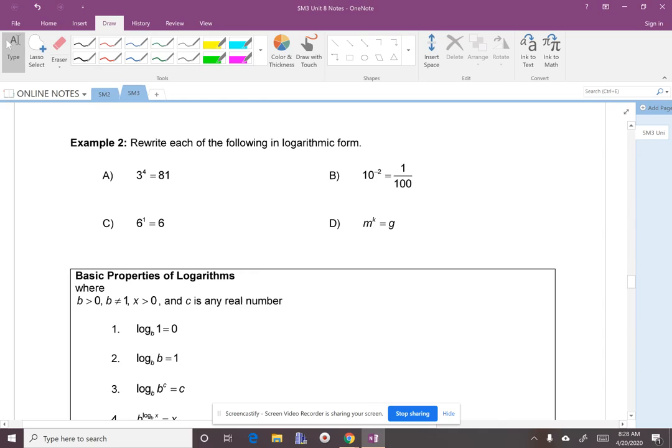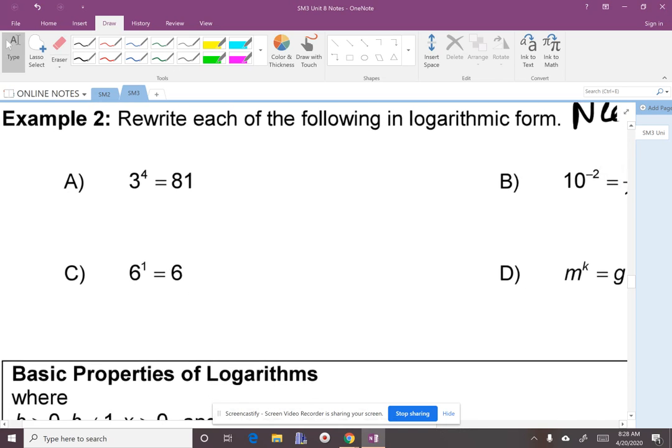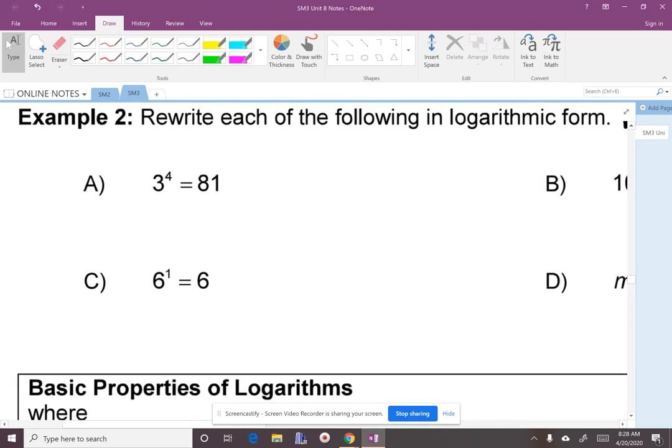Okay, so the next examples say, rewrite each of the following in logarithmic form, meaning that this needs a log. They don't spell bay, we need it to spell bay. Okay, so if that's the case, then we're going to label these exactly. I'm going to zoom in. Exactly what they are. 3 is a base, 4 is an exponent, and 81 is the answer.